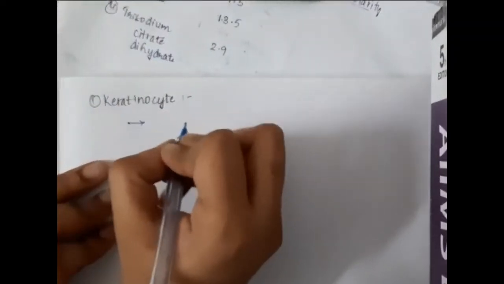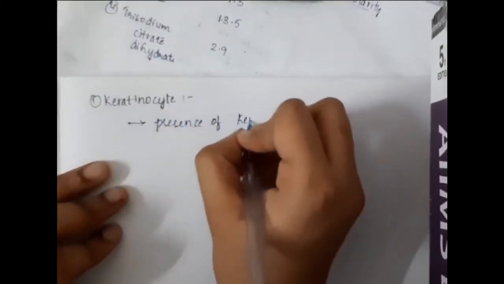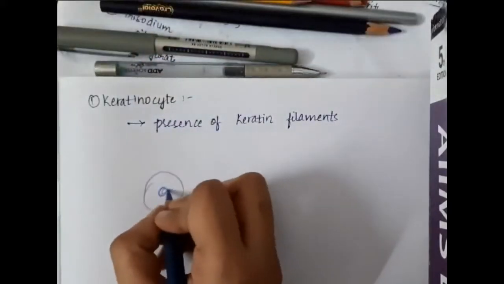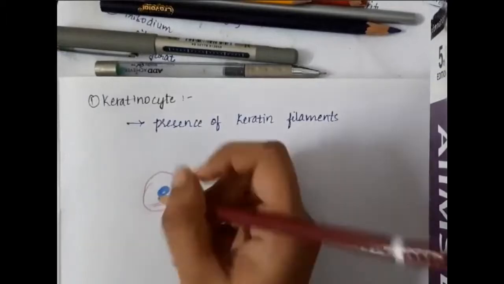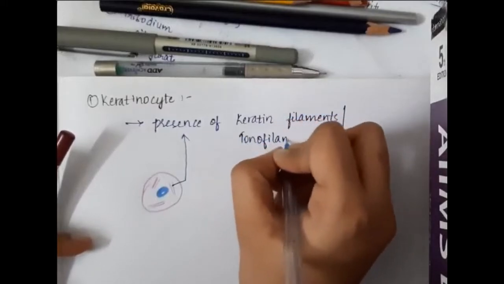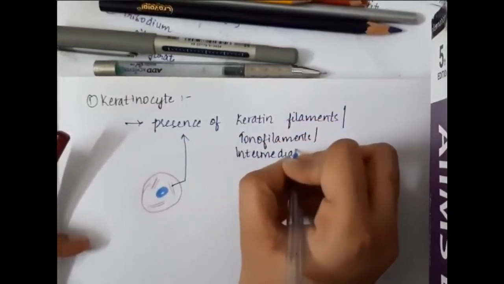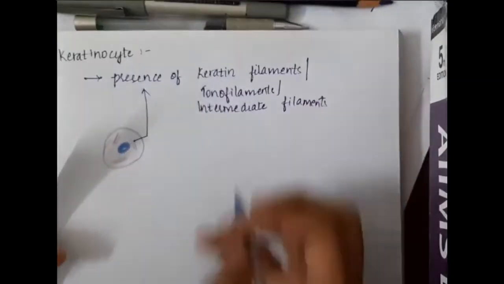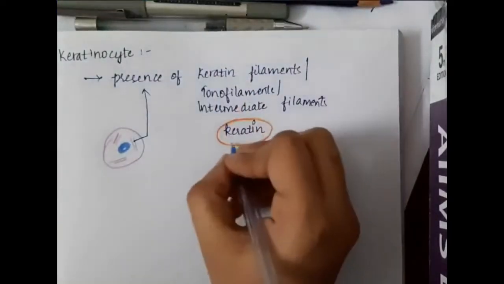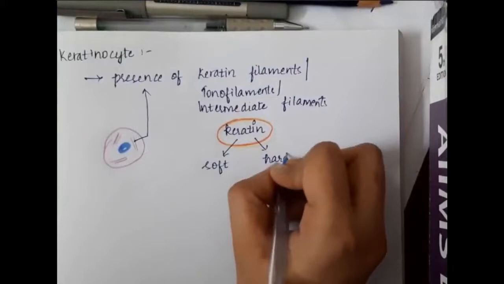Keratinocyte is the cell present in the skin, and as the name says, it has the presence of keratin filaments, also called tonofilaments or intermediate filaments. You will see the presence of keratin filaments in the cell. All of these together we call keratinocytes. Now keratin can be either soft keratin or hard keratin.